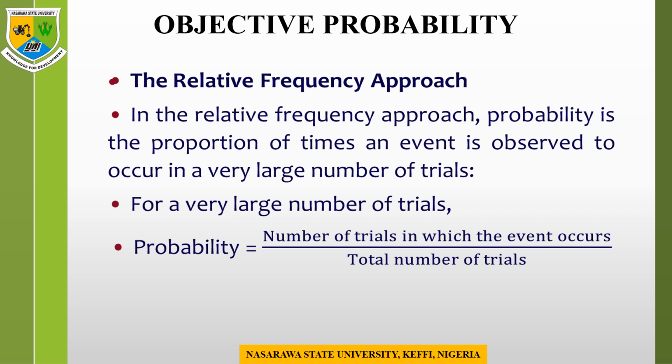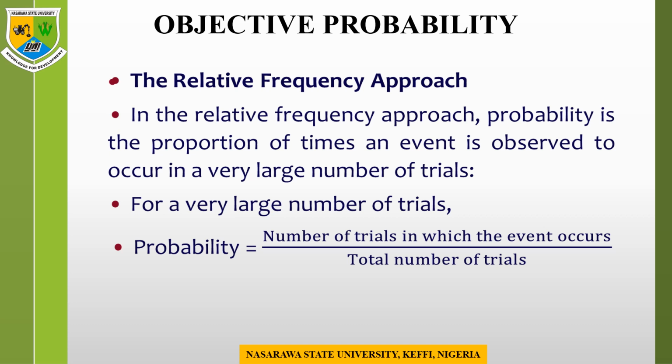The second category of objective probability is regarded as the relative frequency approach. In the relative frequency approach, probability is the proportion of times an event is observed to occur in a very large number of trials. For a very large number of trials, probability is the number of trials in which the event occurs over the total number of trials. Let me give you one simple example.